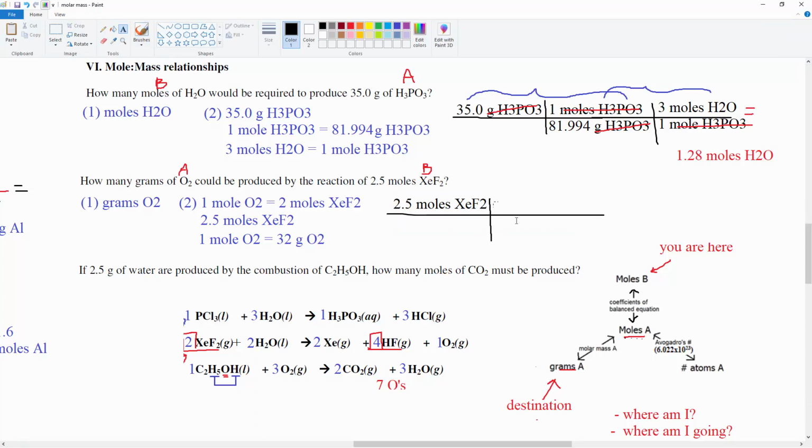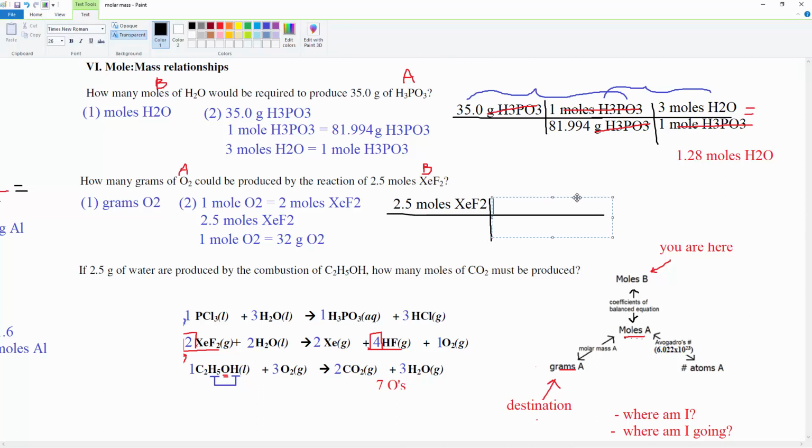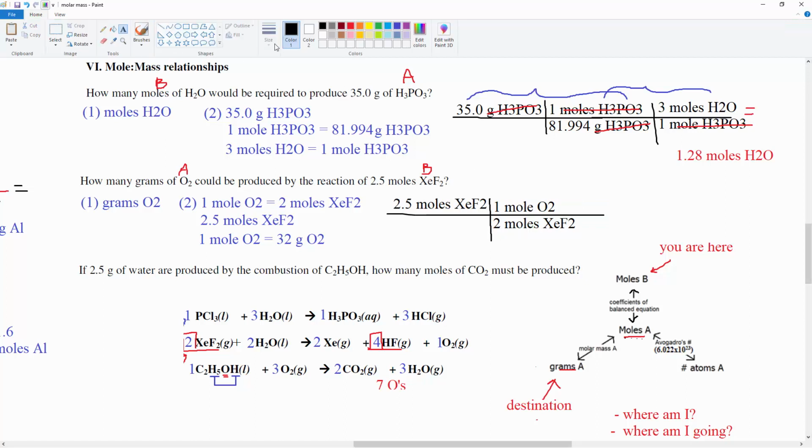And where do I go from here? What does the roadmap say? Yeah, you guys are right. The roadmap says use the coefficients of the balanced equation. That means we're going to put 1 mole of oxygen on top and the 2 moles of XeF2 on the bottom, so that those will cancel. The moles of XeF2 cancel, and I'm left with moles of oxygen. If I did it right, I should be left with moles of A, and indeed I'm left with moles of the thing which I called A. So that is perfect. Excellent.